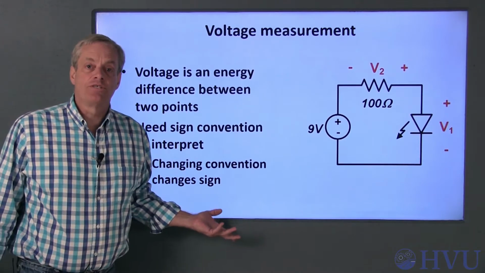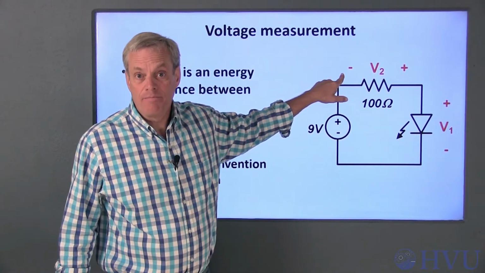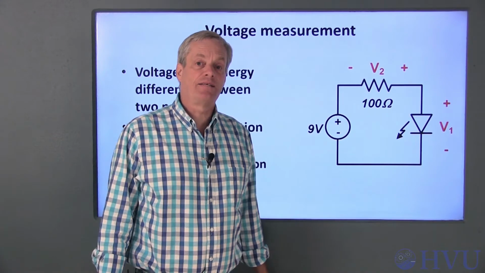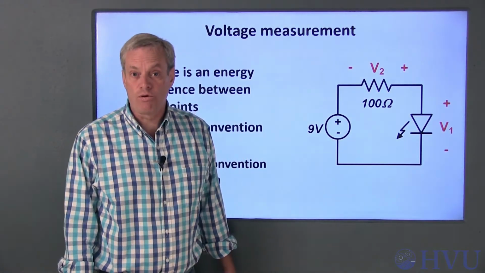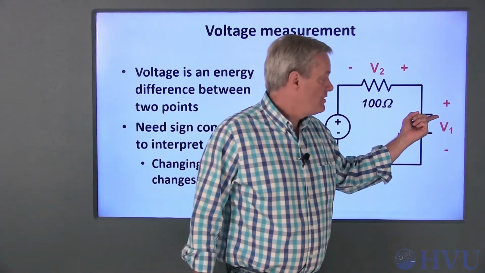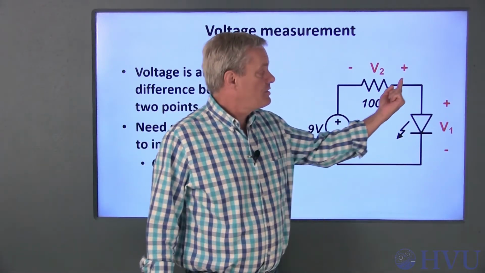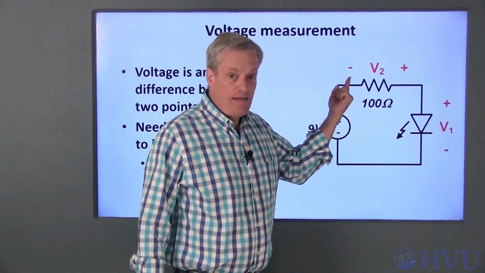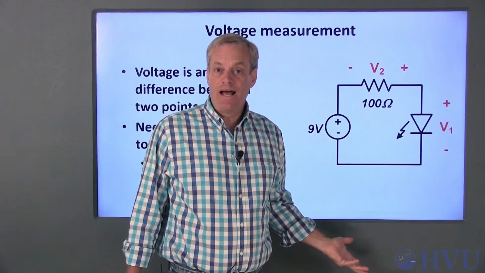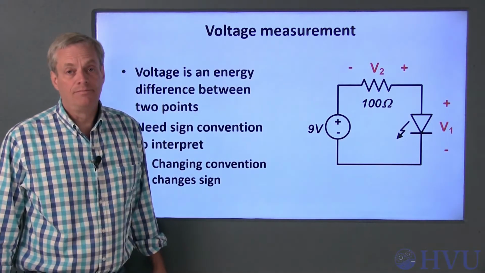Voltage sign conventions are indicated by a positive and a negative sign on the circuit schematic. The plus sign denotes the assumed higher voltage, and the minus sign indicates the assumed lower voltage. On my diagram, V1 is defined as being assumed to be higher here relative to here, and V2 is assumed to be higher here than here. This doesn't imply anything about the actual relative signs. It just gives us a way to interpret the measured voltage values.